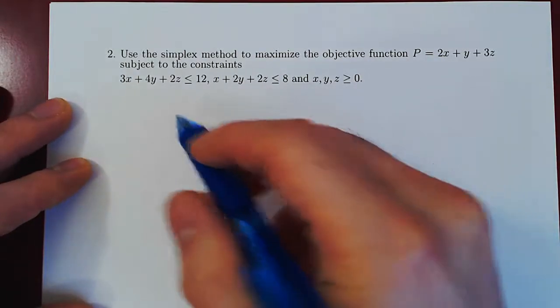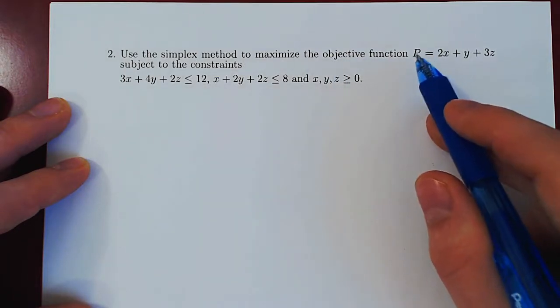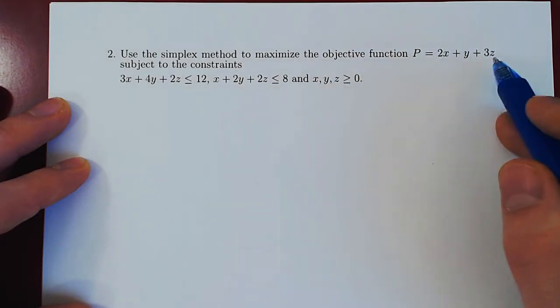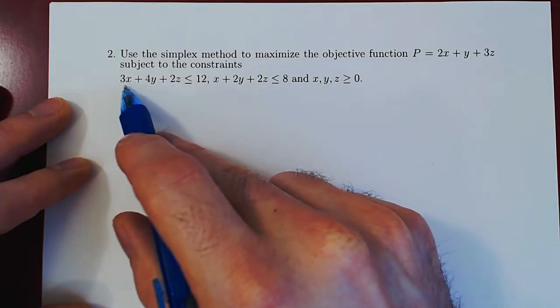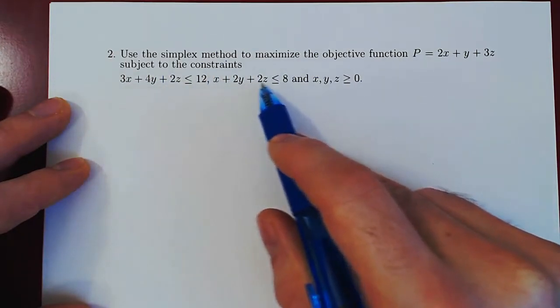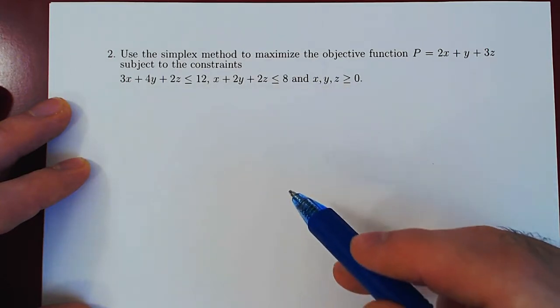Okay, so in this video, we will use the simplex method to maximize the objective function, p equaling 2x plus y plus 3z, subject to the following constraints. So here's the first constraint, second constraint, and as always, all the variables must be non-negative.